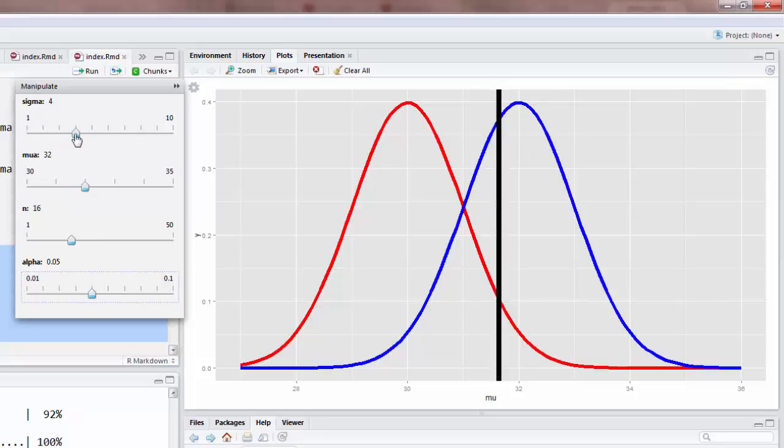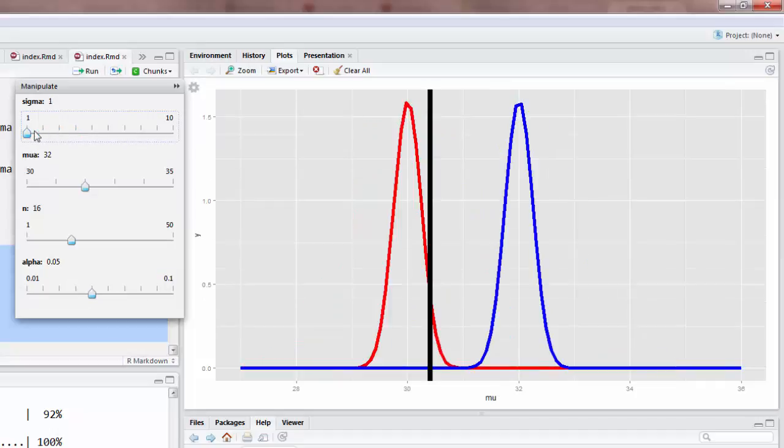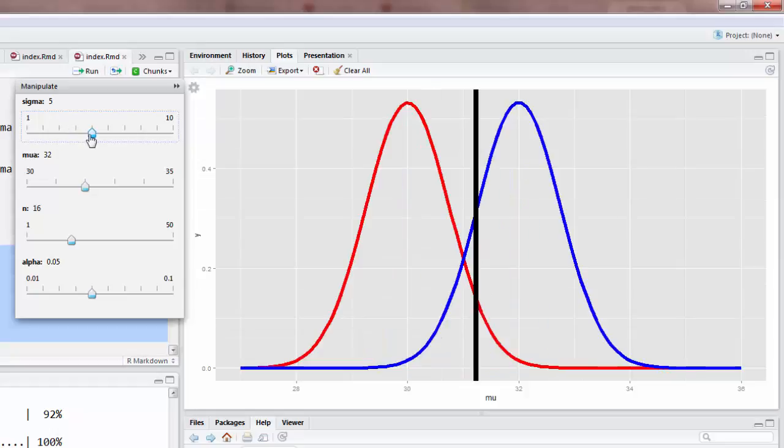Let's see what happens as we decrease sigma. Sigma goes all the way down to 1. Okay. Now our black line moves, right? Because these are not standard normal curves. So our rejection region isn't always so many standard errors from the mean. Instead, we've decided to plot this on the scale of the problem. So this black line depends on sigma. As we move sigma, the black line moves with it.